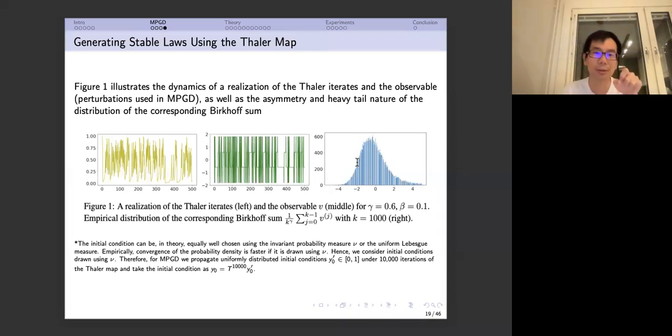Sorry, this is actually the distribution for the Birkhoff sum. So to be precise, with the scaling 1 over k to the power gamma.